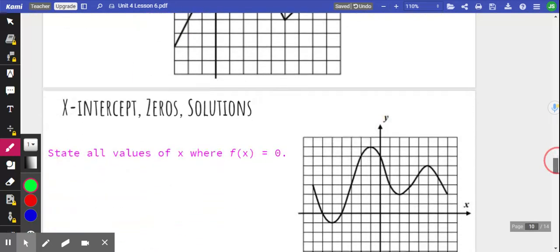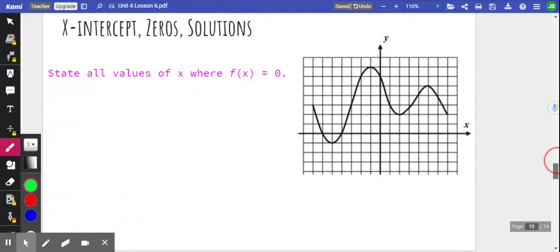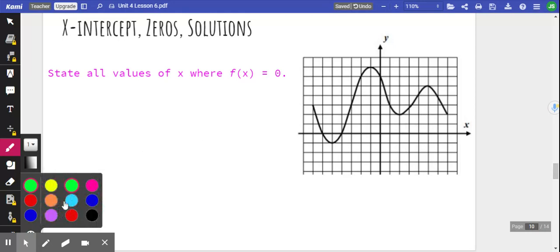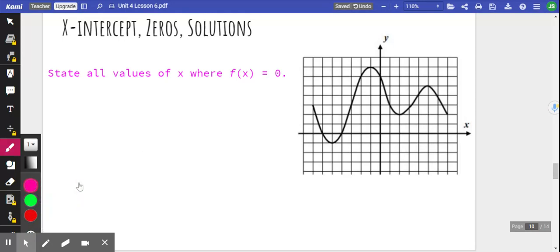Okay, a little more vocabulary. This is a big one for us. We're going to see this a lot this year. And there's like 3 different names that they call these. X-intercepts, zeros, solutions. One more: another one that sometimes we see is roots. And they're all talking about the same thing.